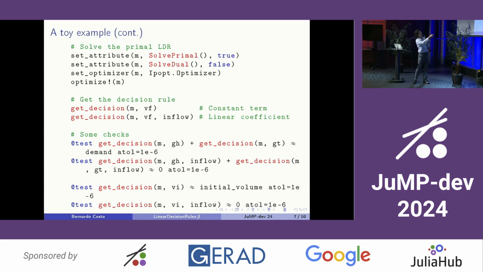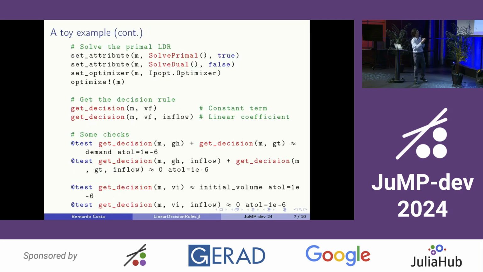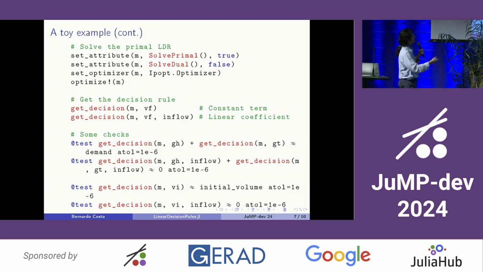One of the cool things is that we also allow for quadratic forms in the objective. I didn't show you here, but you could also have quadratic terms. Actually, the example has quadratic terms, so it's not exactly the same formulation, and that's why we are using IPOpt here and not just a general linear programming solver. And then you can get the decision, so you can have both the constant term and the linear coefficients. We show here some checks just to illustrate how you get the decision of your linear programming problem. So this is a linear decision rule for your stochastic optimization.